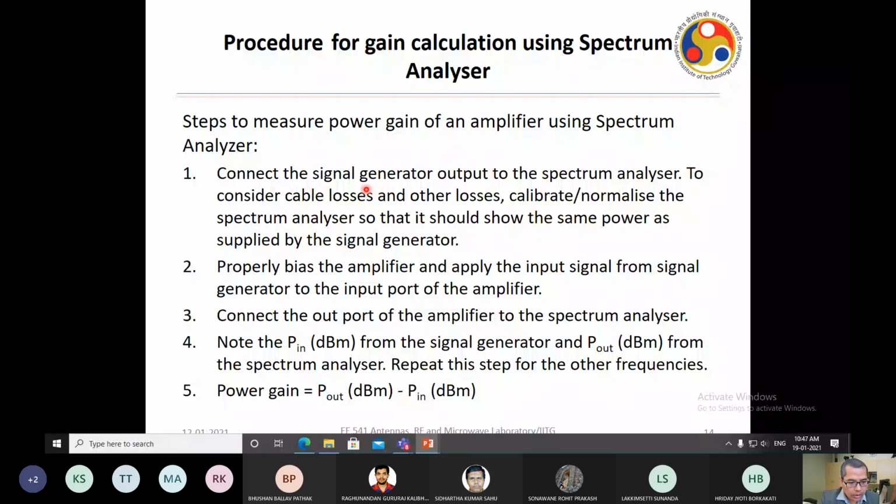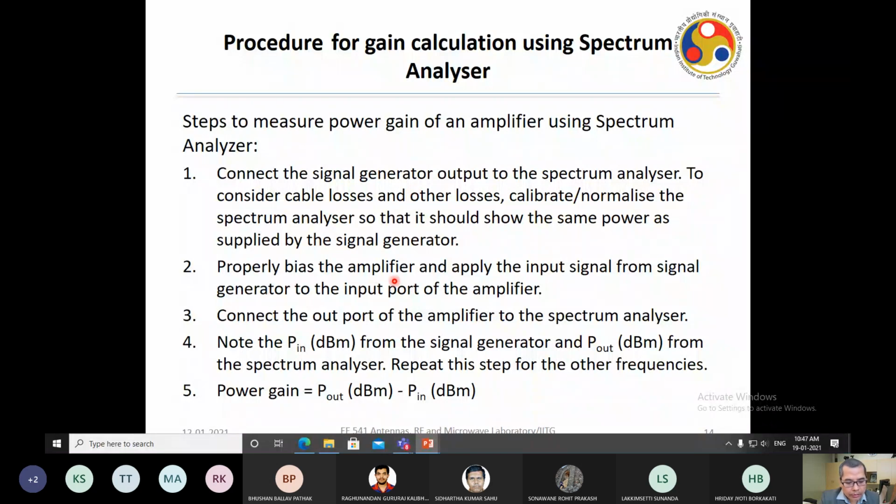So you connect the signal generator output to the spectrum analyzer, and first, just like what you have done for calibration for the VNA, you need to do something similar here. You have to take care of the cable losses and other losses. First, calibrate and normalize the spectrum analyzer so that the same power is supplied by the signal generator. You are using cables which are actually meant for low frequency, so you need to calibrate the spectrum analyzer at the beginning. There's a procedure for that.